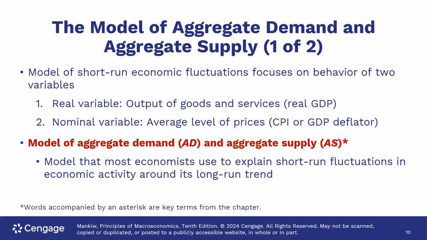And another part of the model is a nominal variable. It evaluates the average level of prices, like the CPI or the GDP deflator. So it is only about the change in the prices, right? So in this model, we try to use those two pieces of information to evaluate what actually happened in the economy, and use that to explain the economic fluctuation.